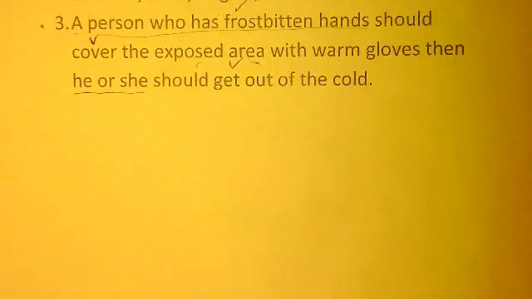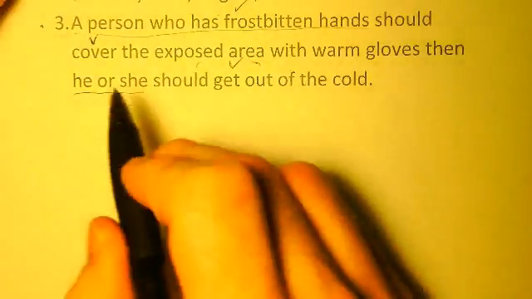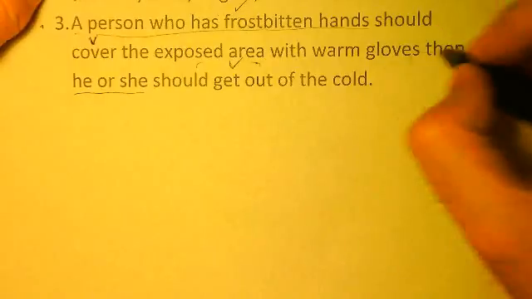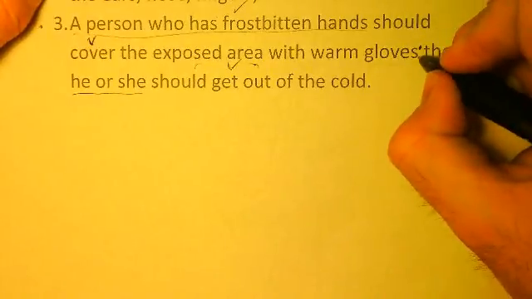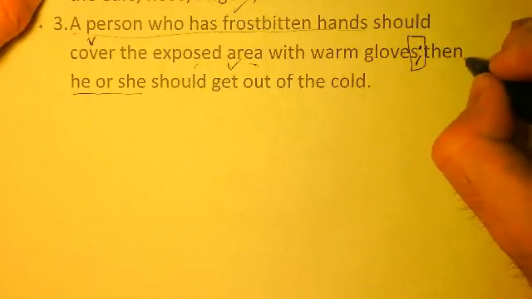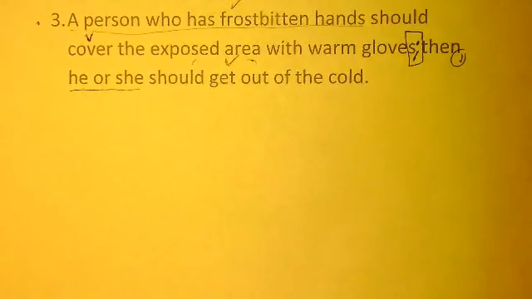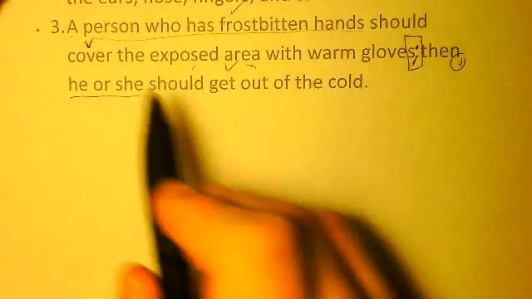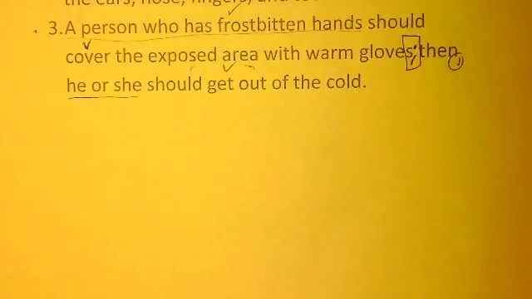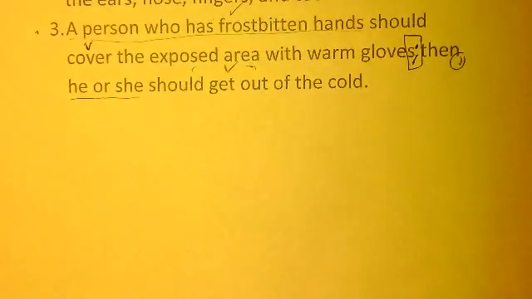Great job, I assume. I can't see you. Or can I? Anyway, I got to put it really where these two sentences are meeting together. So it looks to me like after gloves, I need to throw in good old semicolon. And honestly, since I got a little chronological transition right here, I'm going to chunk a little comma about here because that's what you do. So a person who has frostbitten hands should cover the exposed area with warm gloves, pause, sentence. Then, comma, pause, he or she should get out of the cold. I think I fixed that sentence right here.